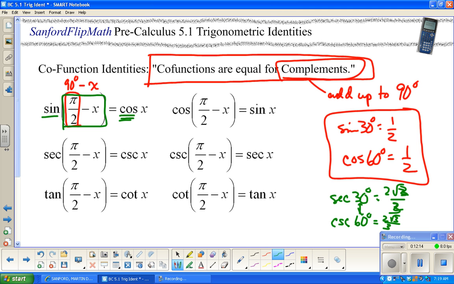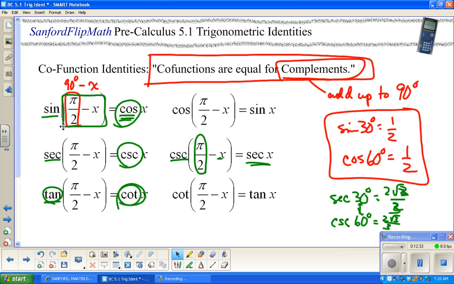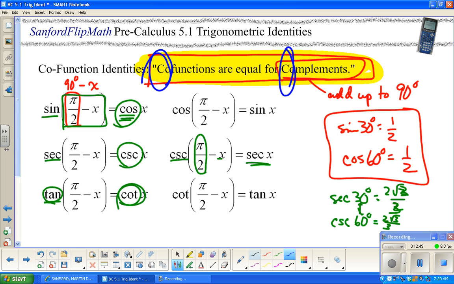Okay, so sine and cosine, secant and cosecant, tangent and cotangent, and similarly the other way around. So if it says cosecant of pi over 2 minus x or 90 minus x, cosecant, you can go to the secant. Okay, so again, if you remember this one idea that cofunctions are equal for complements. I know I'm sounding kind of goofy, but I need you to see that complements and the cofunctions go together.